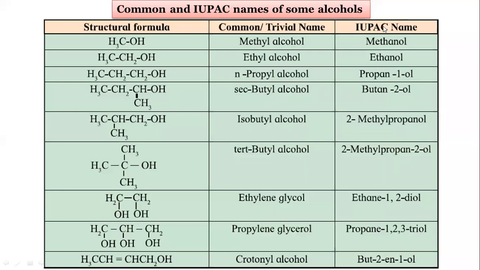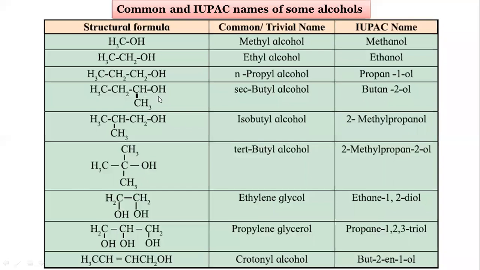Now I am coming to the IUPAC names here. Methanol. In the IUPAC nomenclature system, alcohols are called alkanols. So it is methanol. This is ethanol. This is propan-1-ol. Now the position is important. In propan-1-ol, 1 indicates the OH is attached to the first carbon atom. Now butan-2-ol. Butane means 4 carbons are there.